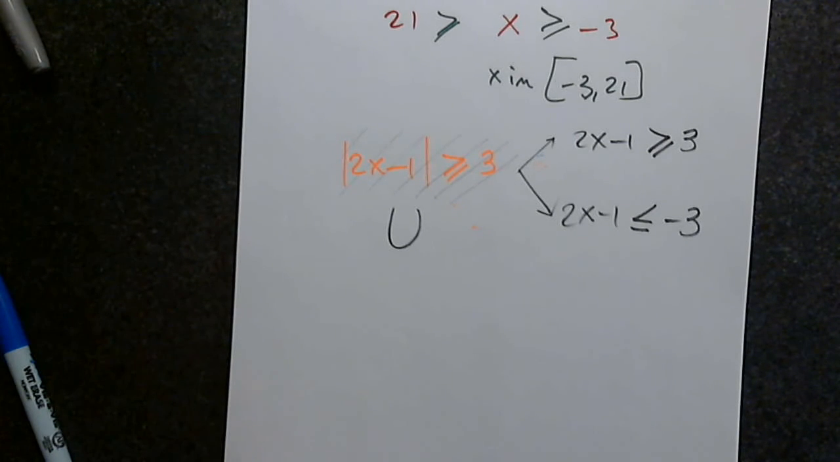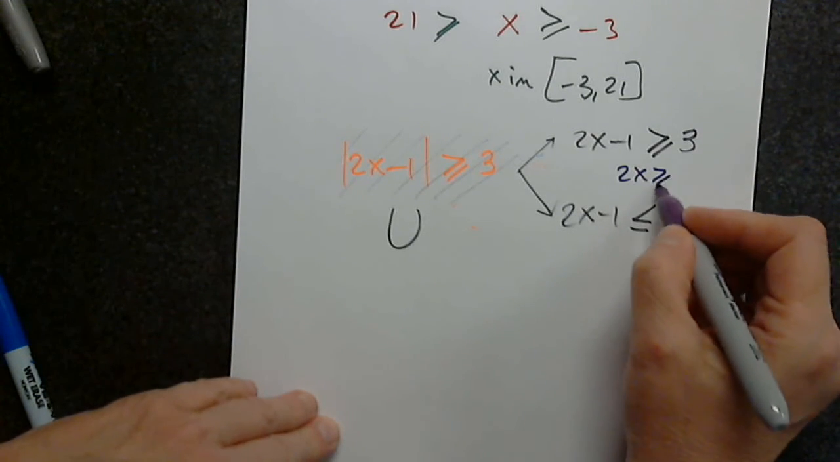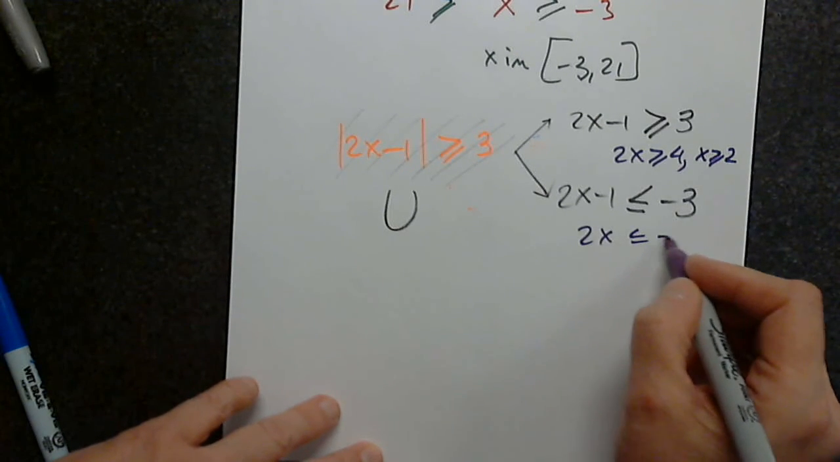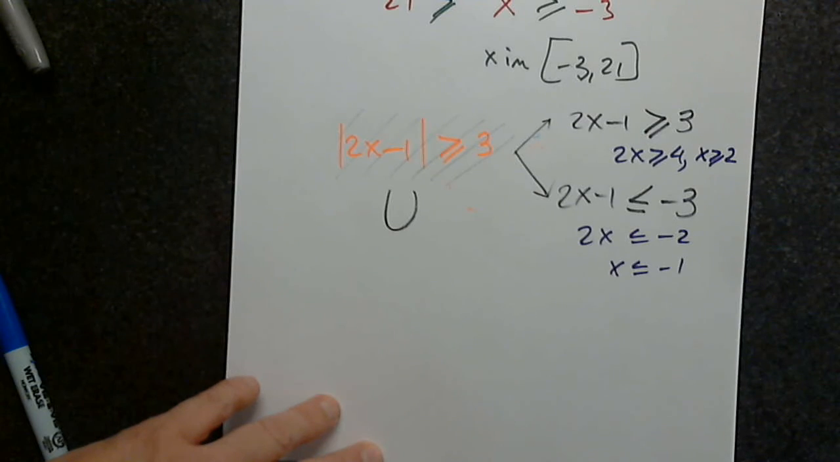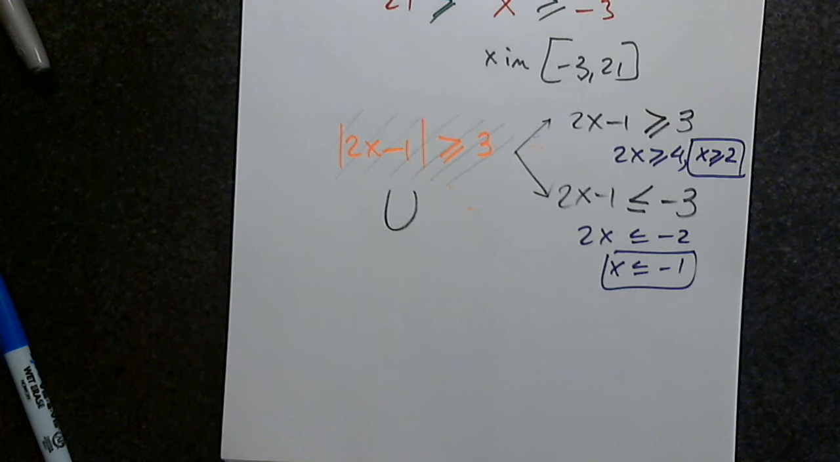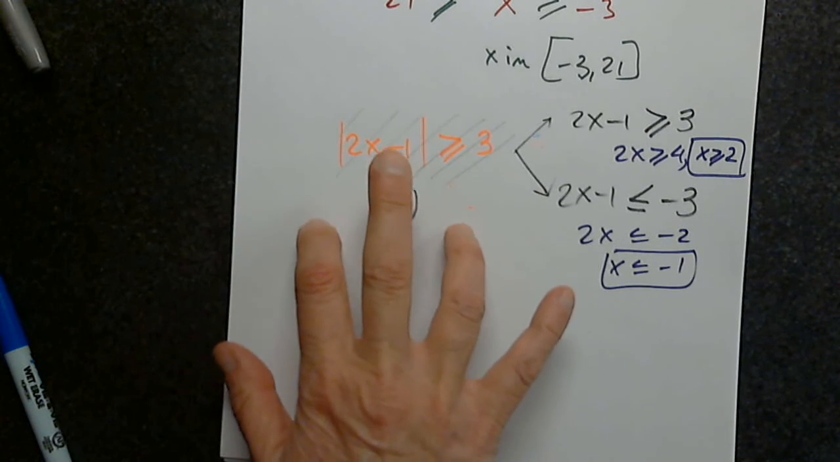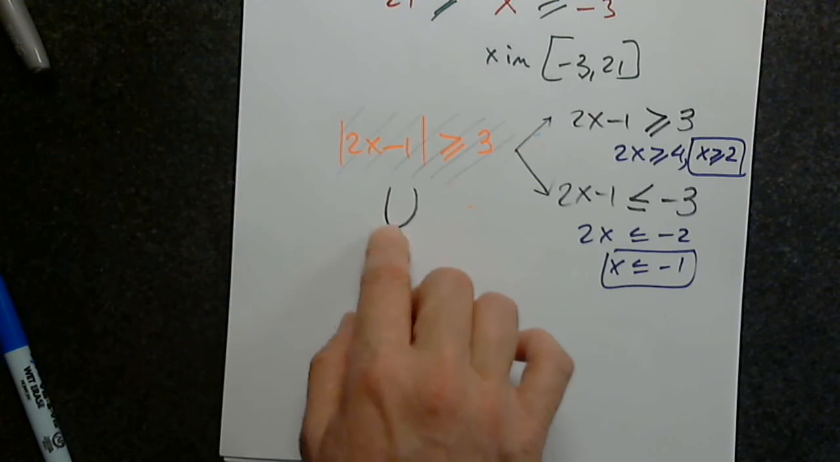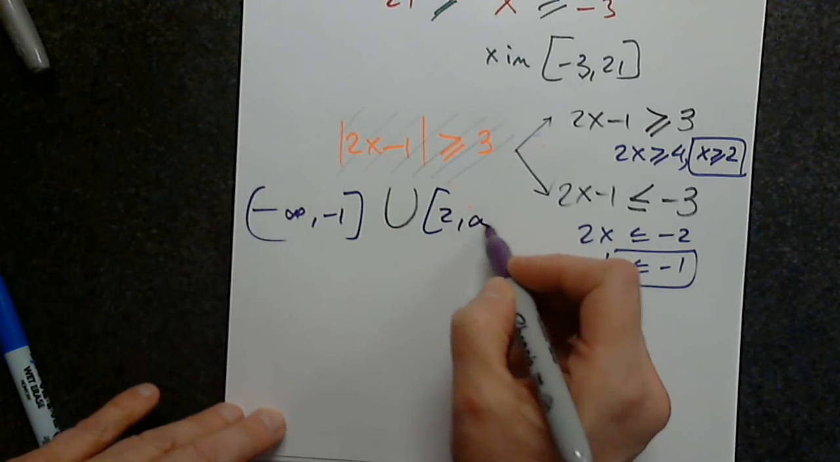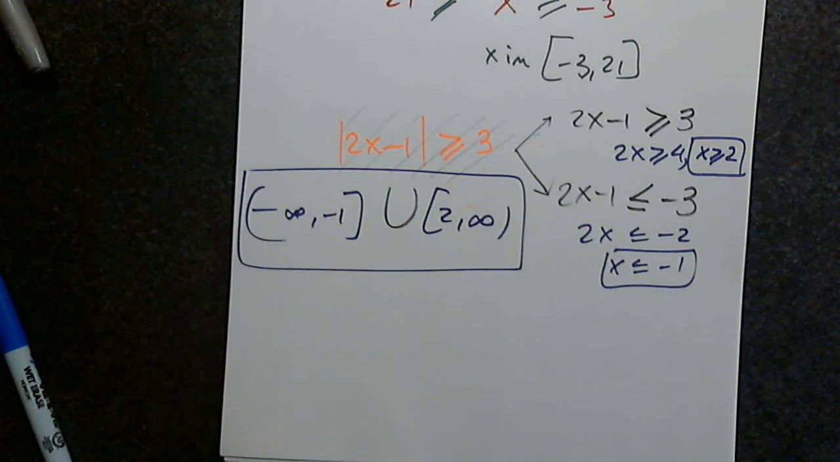Ready? So I add 1, so I get 2x greater than or equal to 4, or x greater than or equal to 2. And then I have 2x less than or equal to negative 2, or x less than or equal to negative 1. So these are our solutions. And please tell me what to write right here in the final solution. In interval notation with the union symbol. Excellent. Thank you very much. That's it. Exactly what this says. Greater than or equal to 2, and this one says less than or equal to negative 1. Very good.